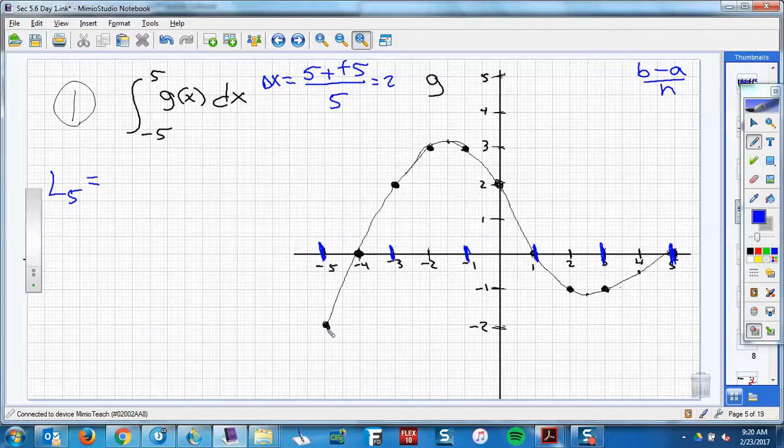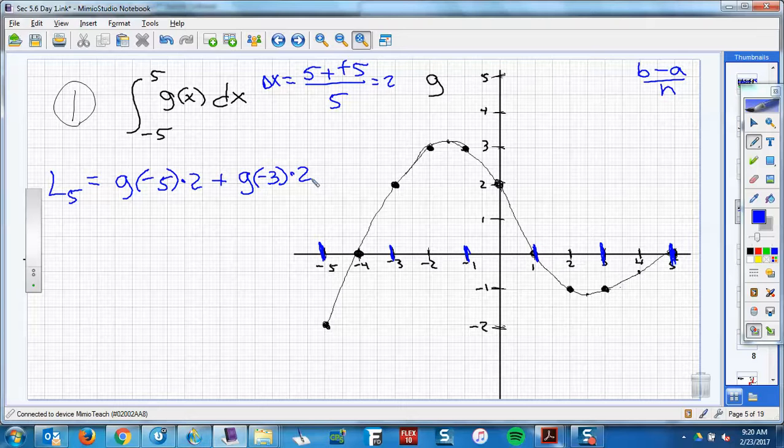It's going to be at the left edge, right? -5. So it's going to be f of, g of, thank you, yes, that's key. I want you using the proper notation. So this is g of -5 times 2 plus g of -3 times 2. So you see how you don't have to have it drawn.